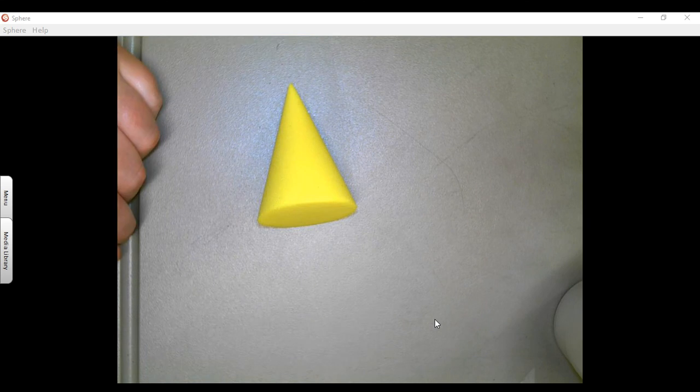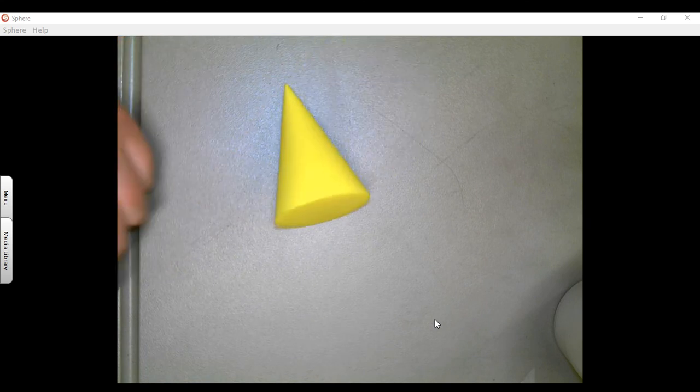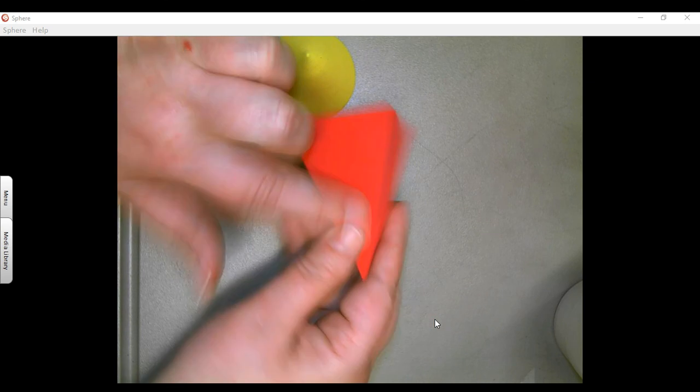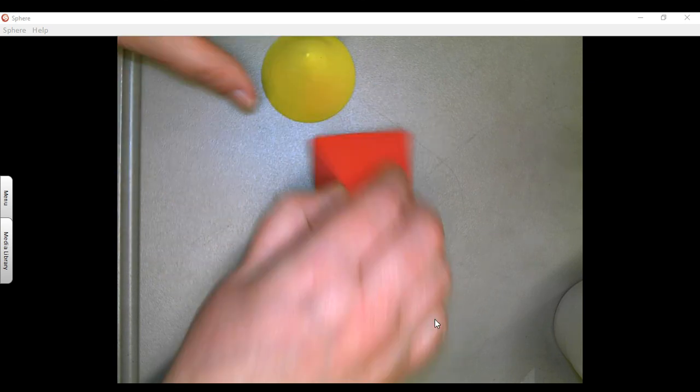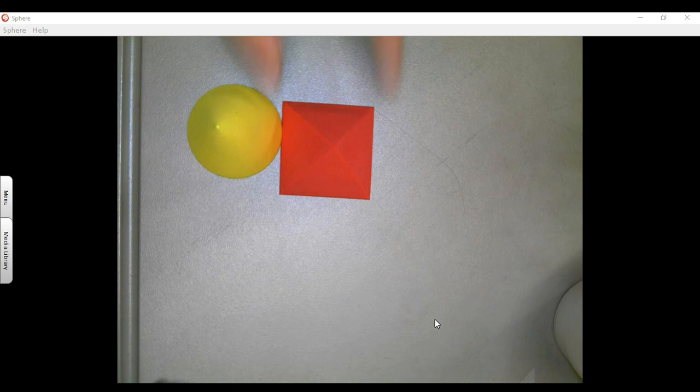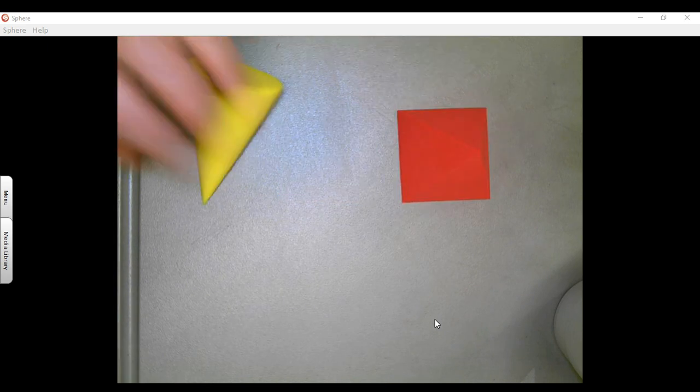Without two faces, it just rolls. So remember, when you are counting vertices, faces, and edges, make sure that you think about what slides and what rolls away.